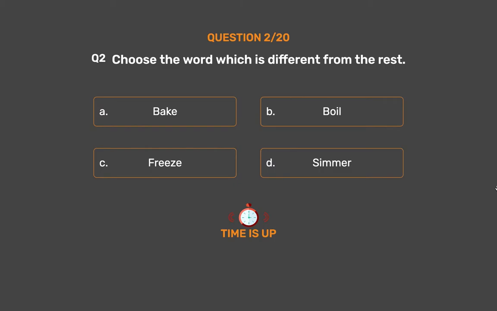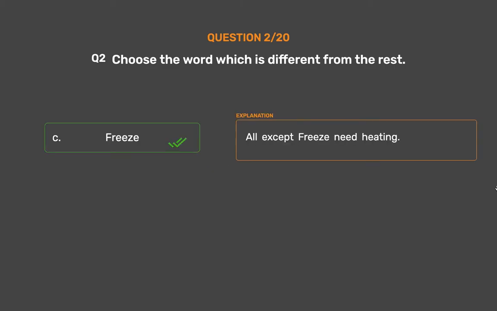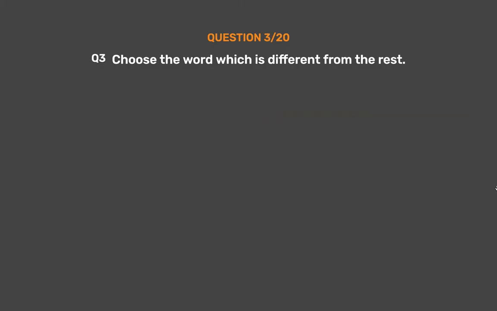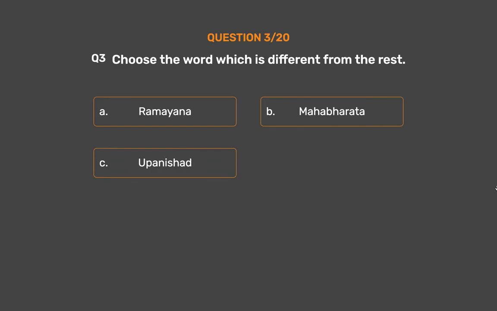The correct answer is Option C. Freeze. All except freeze need heating. Question number 3. Choose the word which is different from the rest. Option A. Ramayana. Option B. Mahabharata. Option C. Upanishad. Option D. Panchtantra.